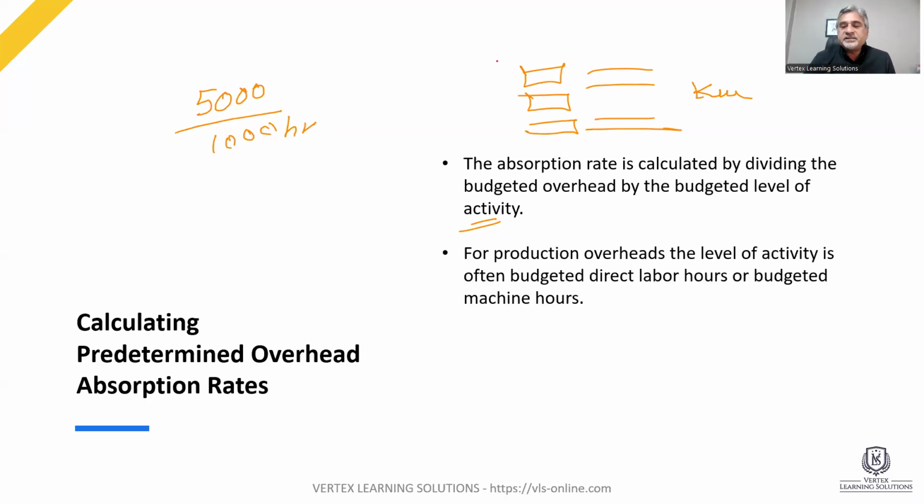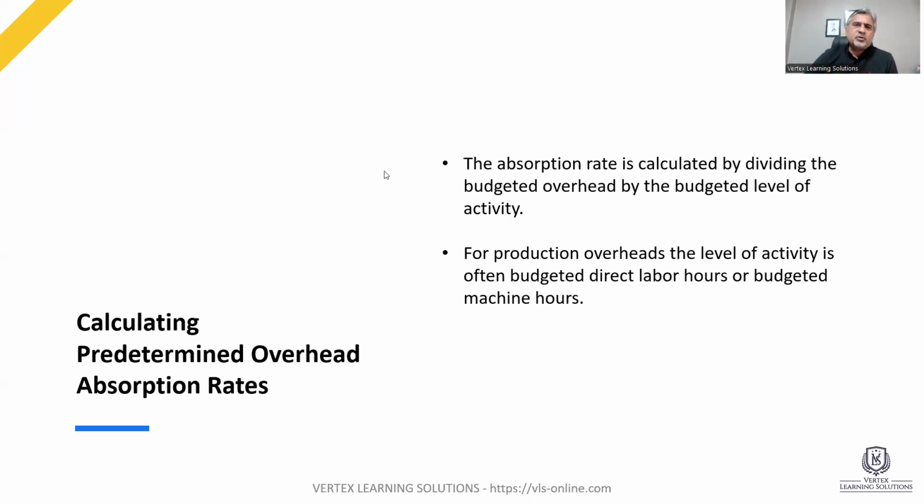For production overheads, the level of activity is often the budgeted direct labor hours or budgeted machine hours. And it is not always, but it is often. Okay. In most cases, for academic purposes, we will take machine hours or labor hours, but in reality, it could be per square kilometer, it could be per cubic meter, it could be per kilometer, and so on.